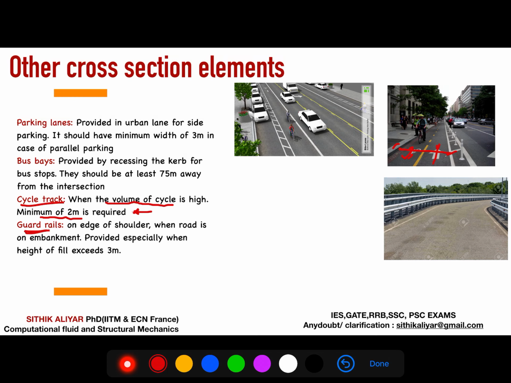And guardrails, what you should know, this is the final figure you can see here. They will provide guardrails at the edge of the shoulder when the road is on an embankment or bridges, and it is provided whenever the height of the fill or the height of the bridge exceeds 3 meter. We should provide the guardrails to avoid any vehicle falling from the carriageway towards the bottom. Okay, so these are the other points, 1 mark questions they may ask you, so you should know.